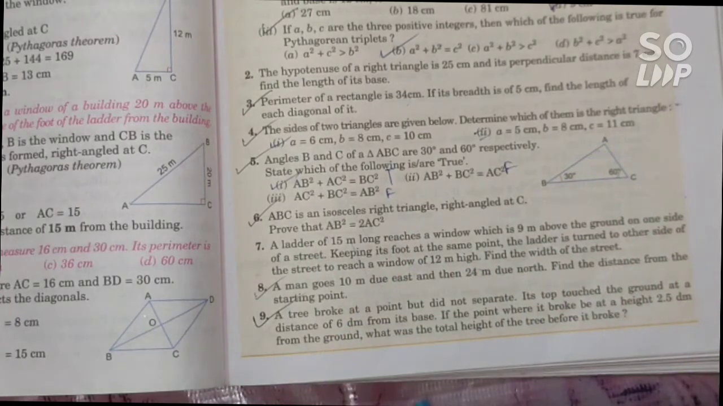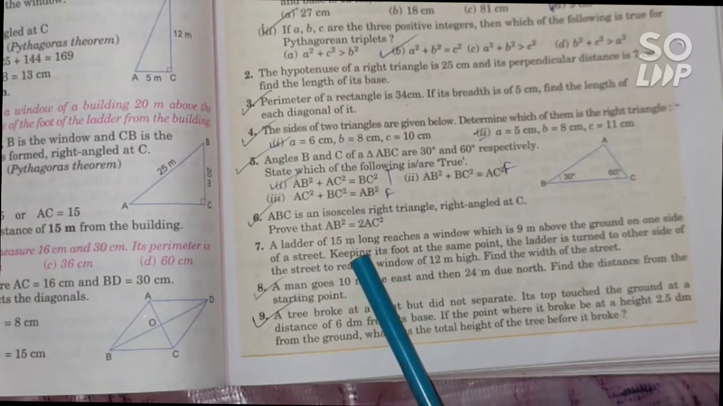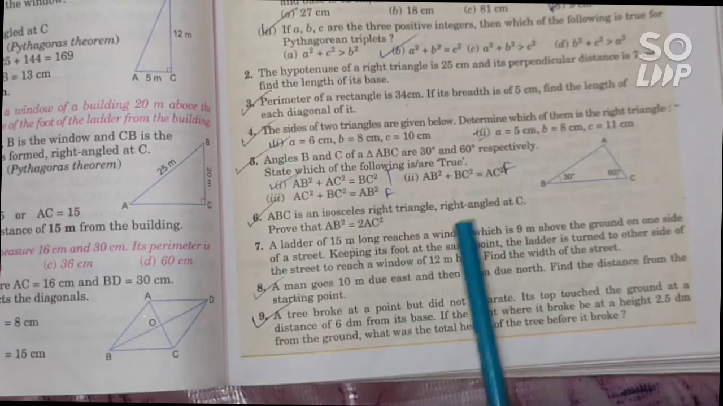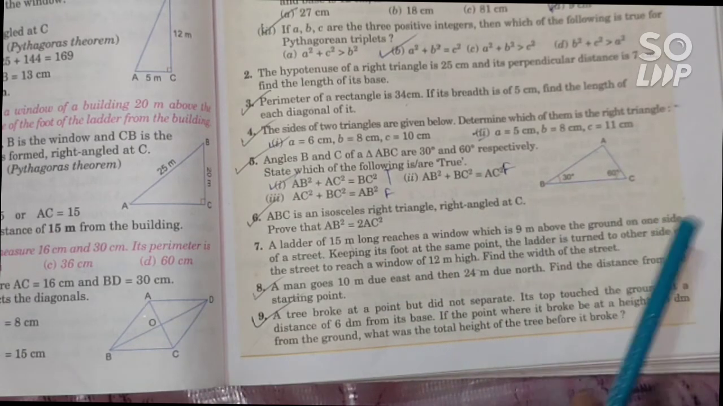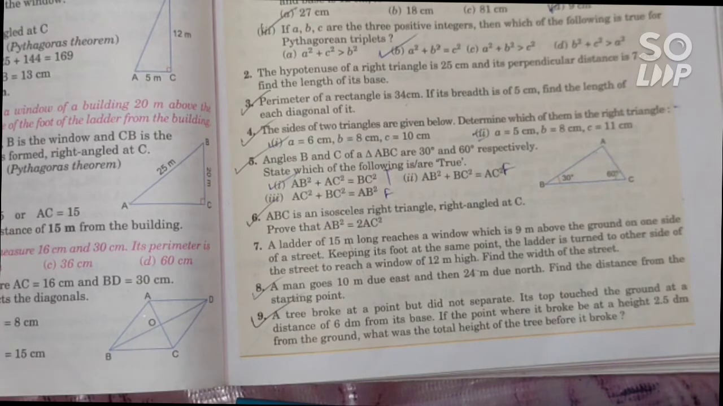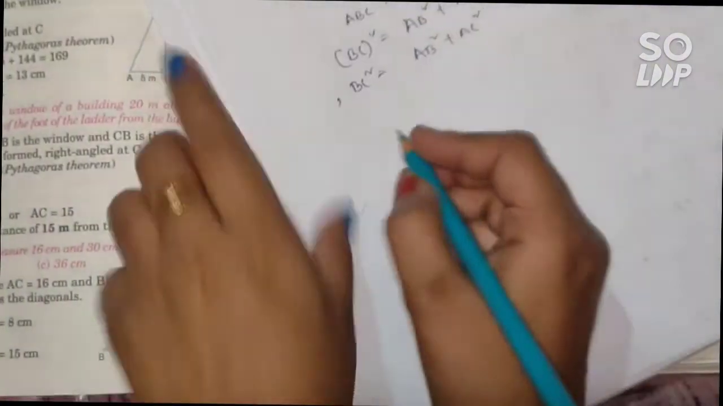Okay, next question number 6. ABC is an isosceles triangle, right angle at C. Prove that AB square equal to 2AC square. First, we will try to draw the triangle. ABC is an isosceles right triangle, right angle at C.